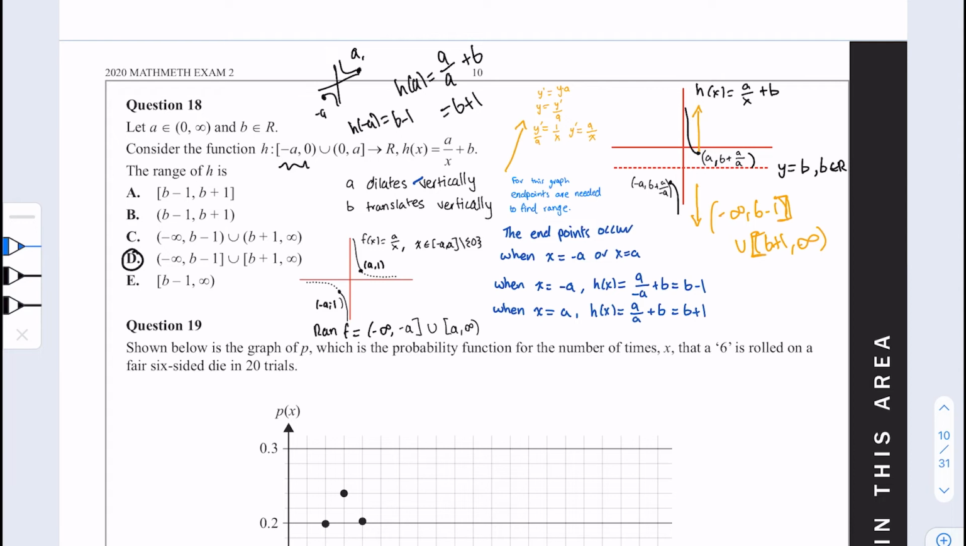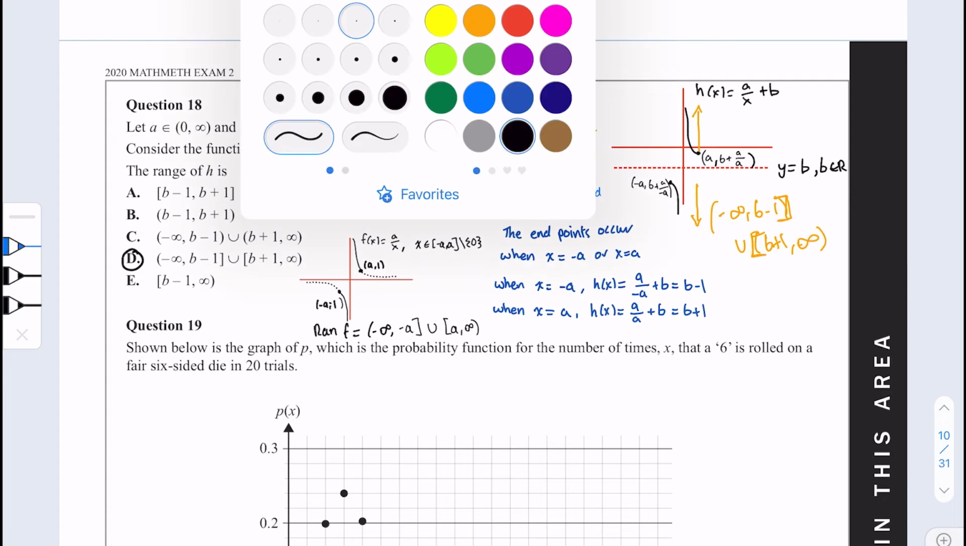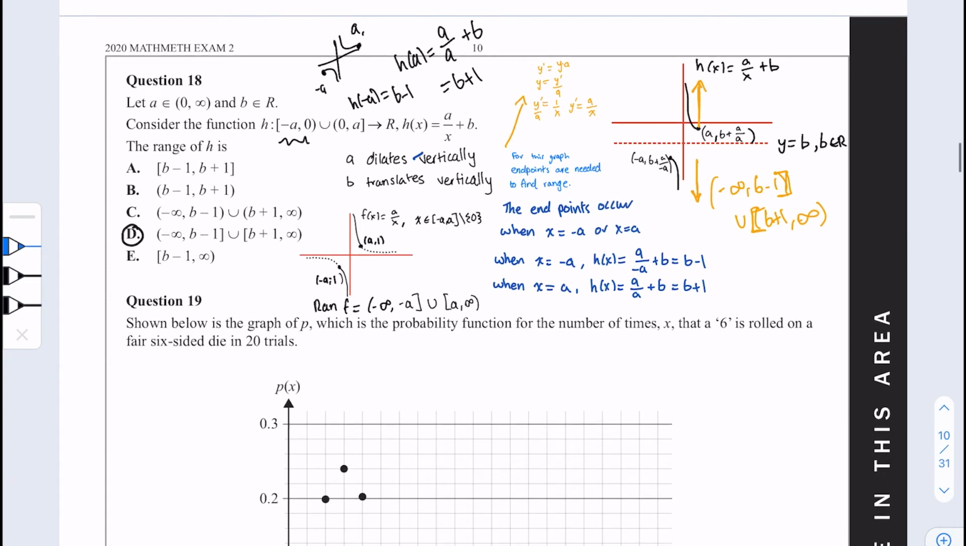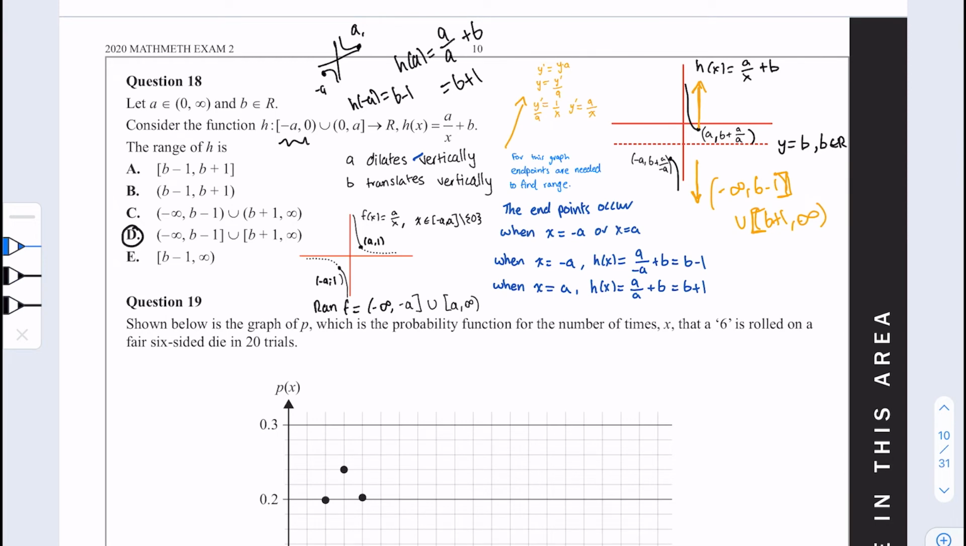Okay, so those are the y values of your endpoints. Now you know what the range is. The range, as I've shown over here, goes from negative infinity all the way up to b minus 1, and then it goes from b plus 1 all the way up to positive infinity. So that is your range. So the answer is D.